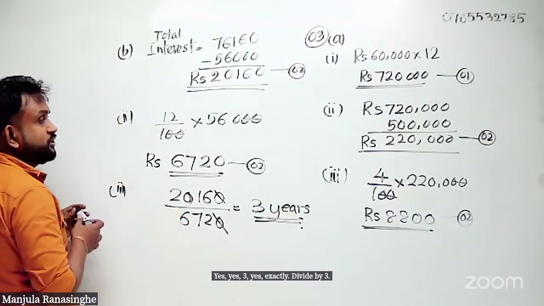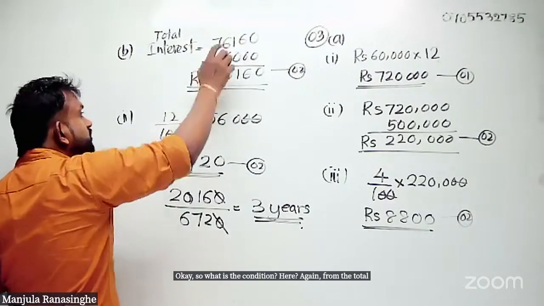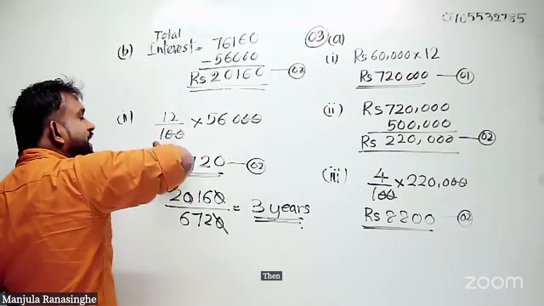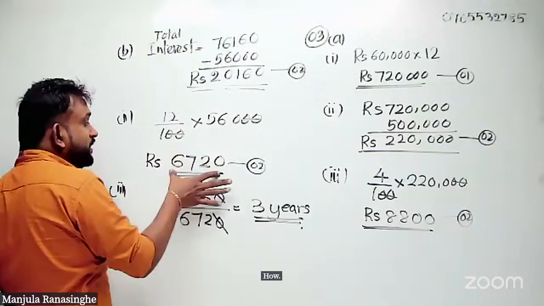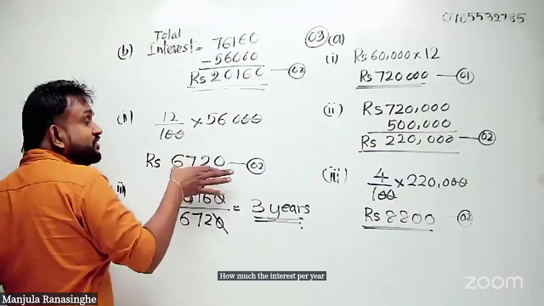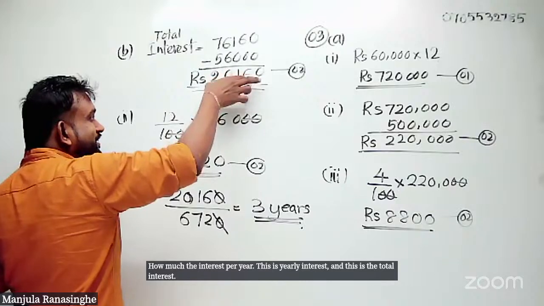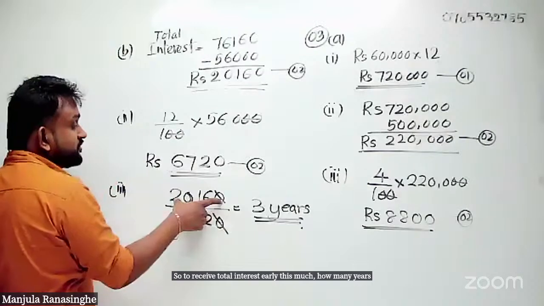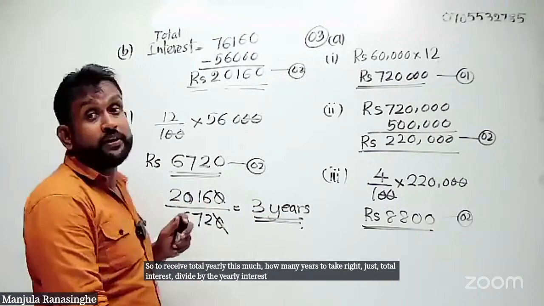So what is the condition here again? From the total amount, subtract the loan, and you get the total interest. Then with the interest rate and the loan, you calculate the interest per year. This is the yearly interest and this is the total interest. To receive the total interest at this much yearly, how many years does it take? Just divide the total interest by the yearly interest to get the number of years taken.